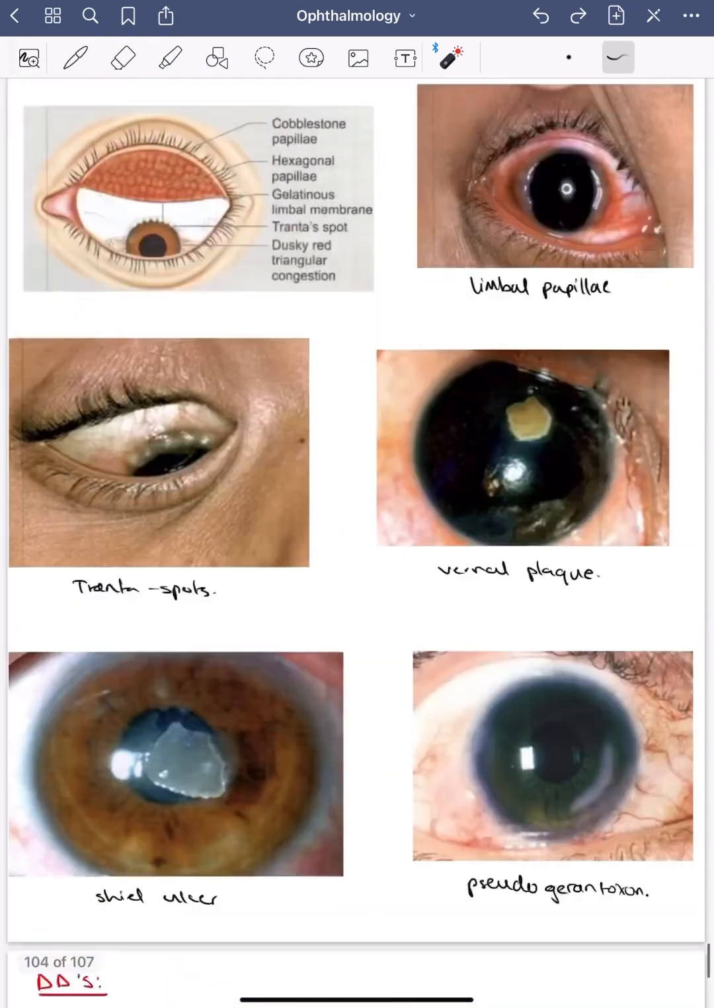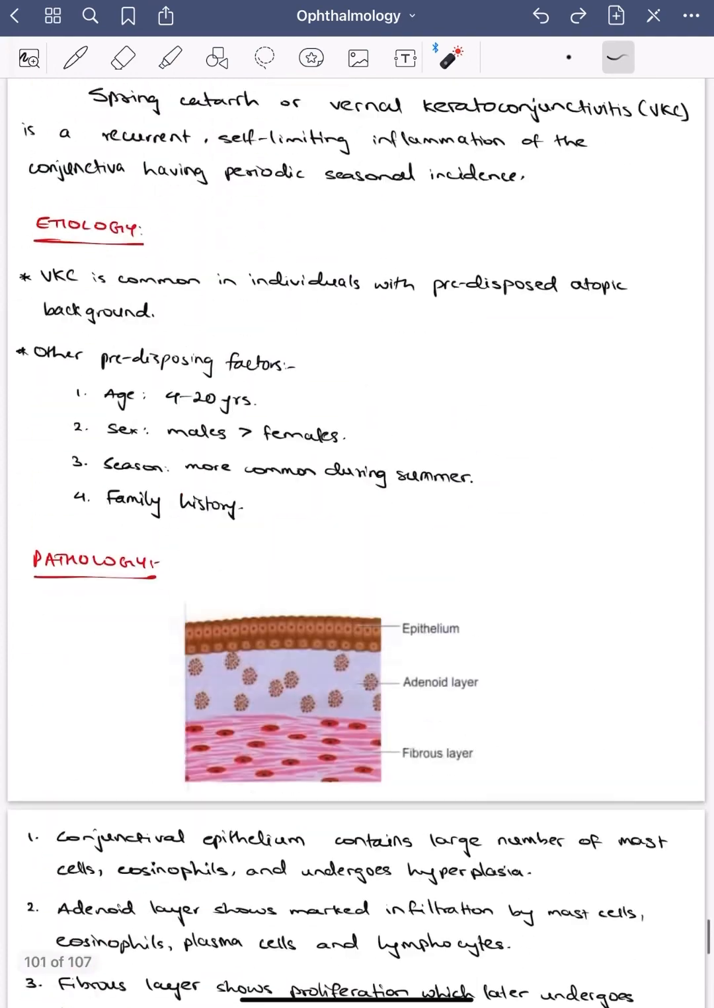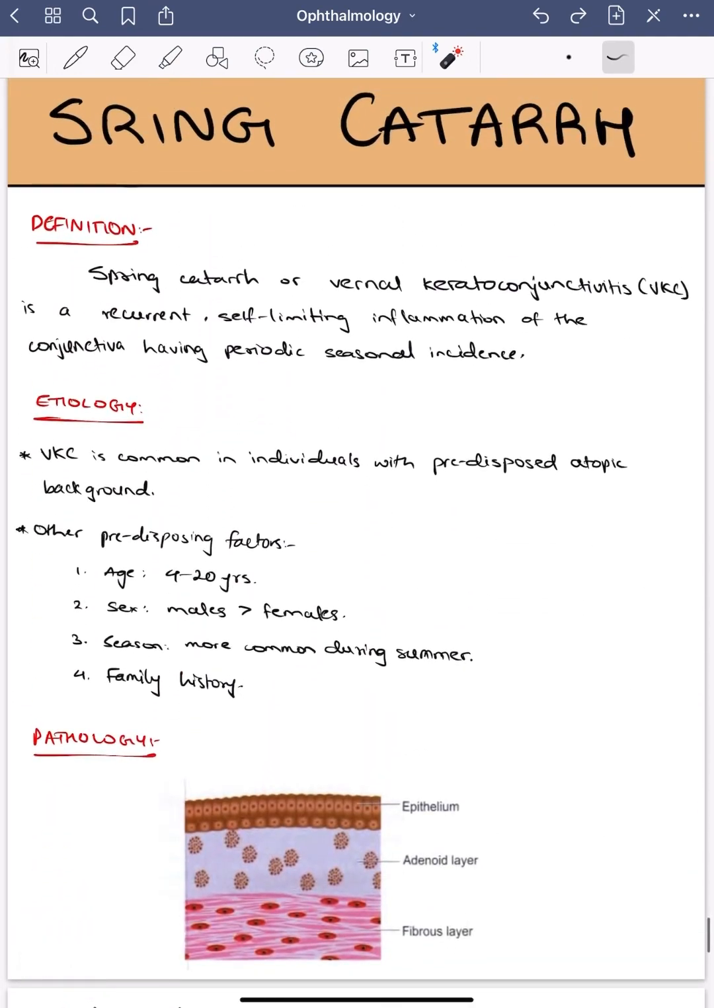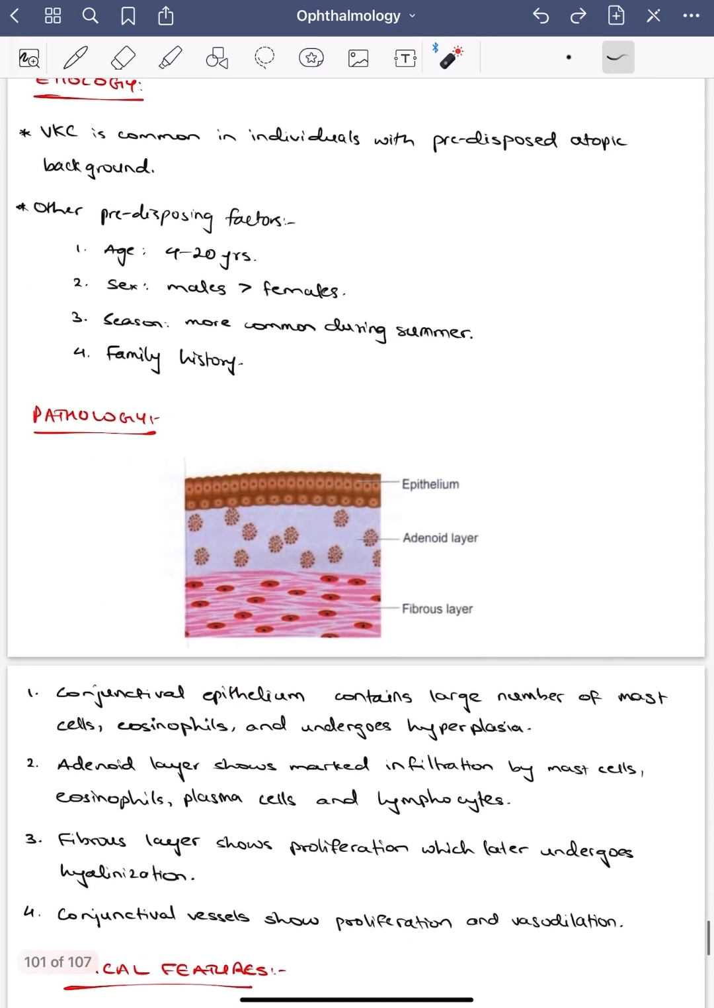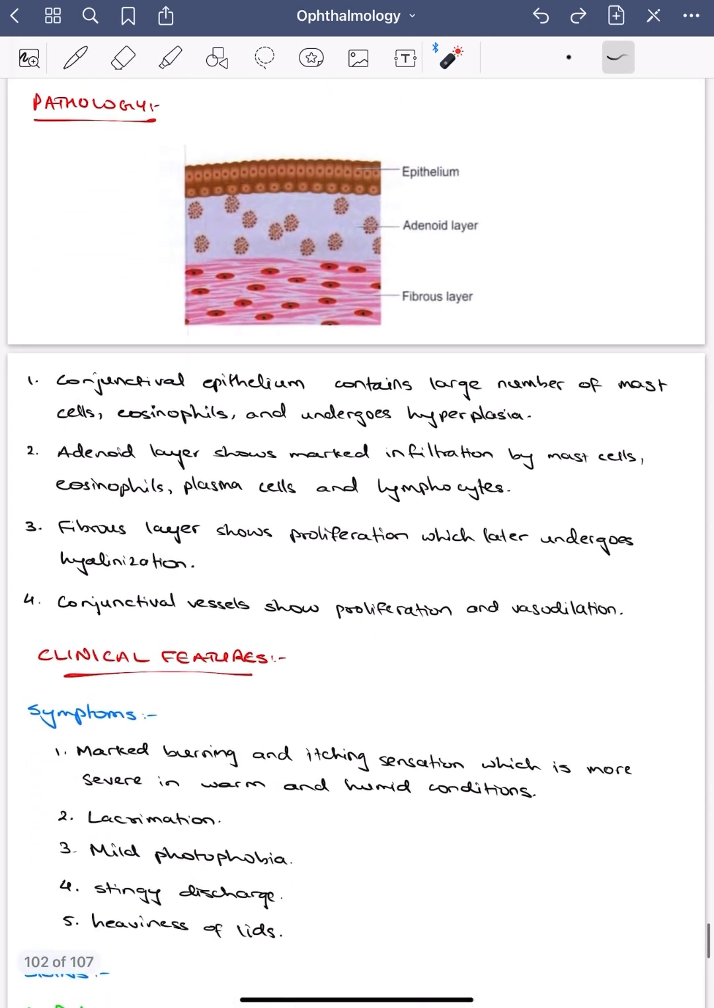Now let us have a quick revision. We discussed the definition, that is, it is a recurrent self-limiting inflammation of the conjunctiva having periodic seasonal incidence. Basically, remember, allergy of the eye. Next, we discussed the etiology, the pathology, the changes in the 3 layers, and most importantly, there is infiltration by the eosinophils and the mast cells.